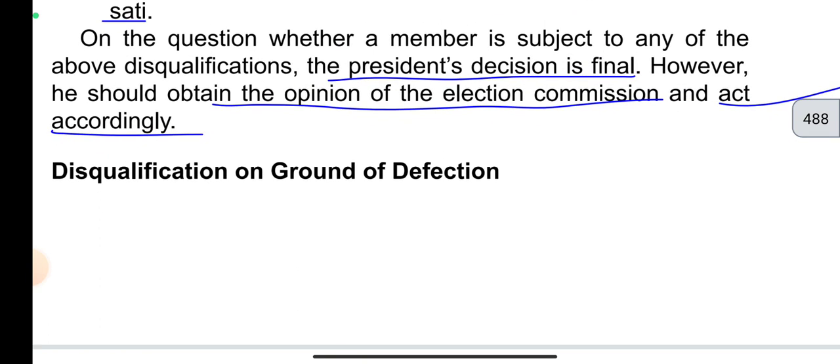On the question whether a member is subject to any of the above disqualifications, the President's decision is final. However, he should obtain the opinion of the Election Commission and act accordingly. Disqualification on ground of defection.